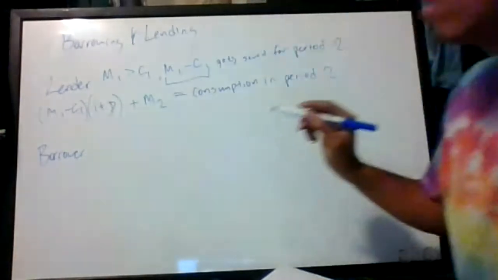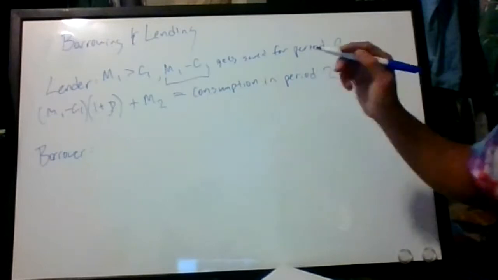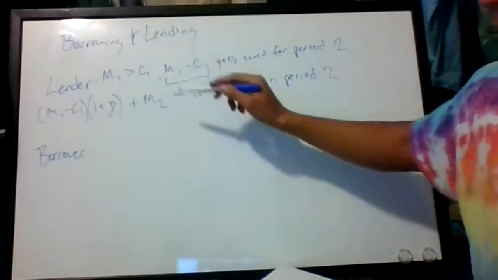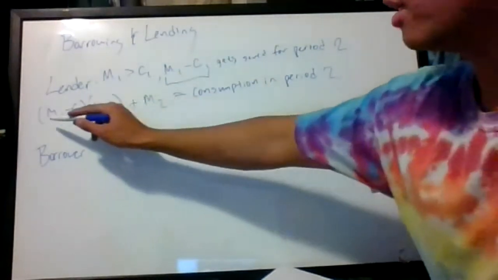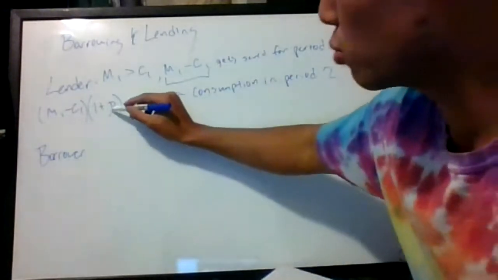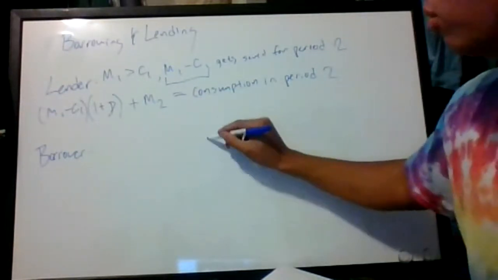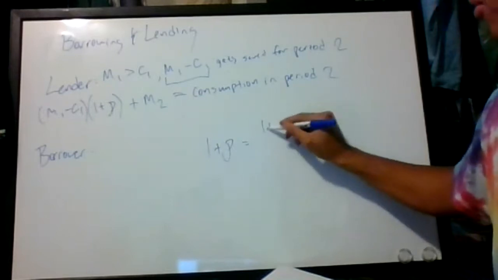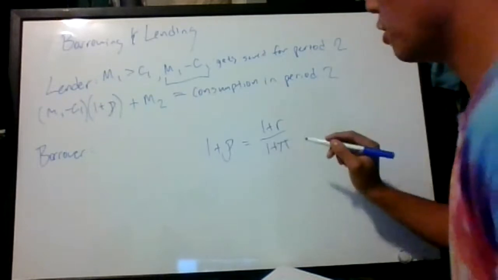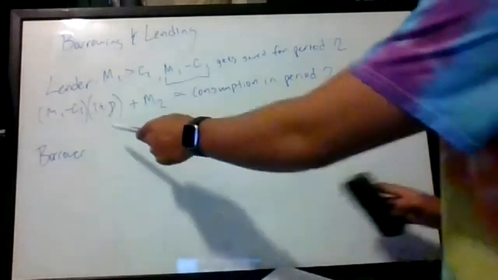Now, let's talk about what it means to be a borrower. Or actually, before we do that, I just want to clarify that in this scenario, our consumption in period one is C1, and our consumption in period two is equal to this whole equation right here. So this is a 1 plus rho. Rho is just a Greek letter. And this rho, if you remember, is equal to 1 plus r over 1 plus pi. So we're assuming that we can take inflation into account when we're looking at this equation.